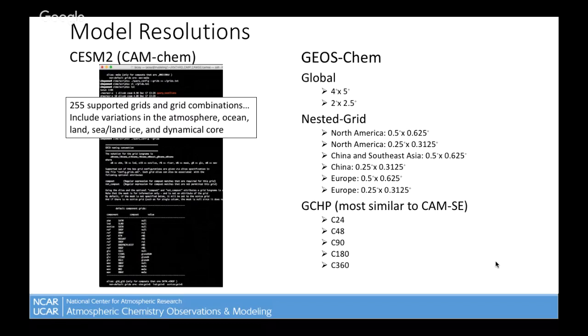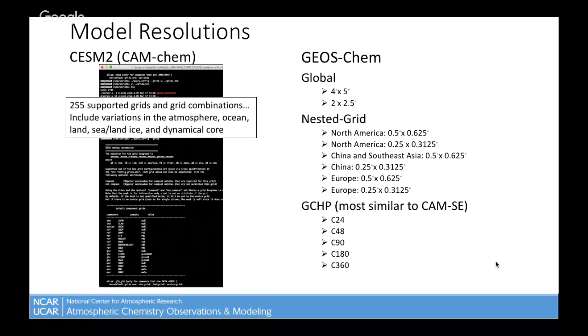Now, knowing this, what we envision with GEOS-Chem being part of the CESM framework is that we would define a specific compset, and that's how we refer to these combinations of grids, that would be the GEOS-Chem package within some specified grid resolution based on your science question.